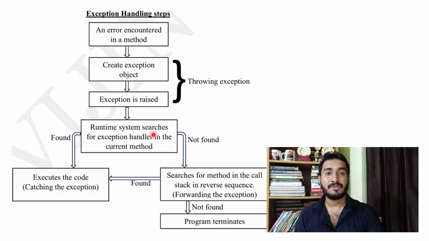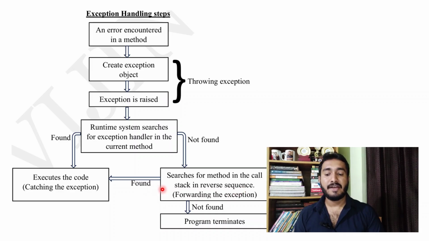If the current method does not have an exception handler, nothing but except blocks, then it will go and search in the methods in the call stack in reverse sequence that we already discussed. It will go back to the previous methods, from where the current method was called, and search for the exception handler.